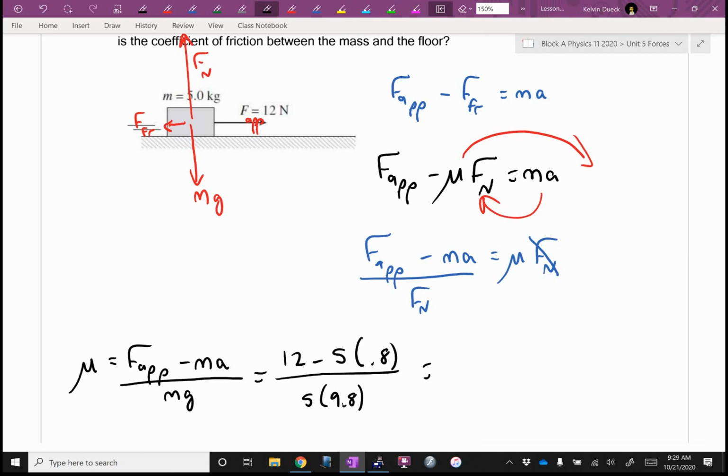What do you get? 0.08, 0.09? Or am I way off? 0.16? Oh, I was way off. Is it 0.16? Well, 0.163?